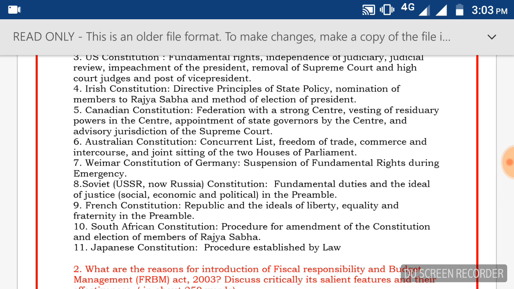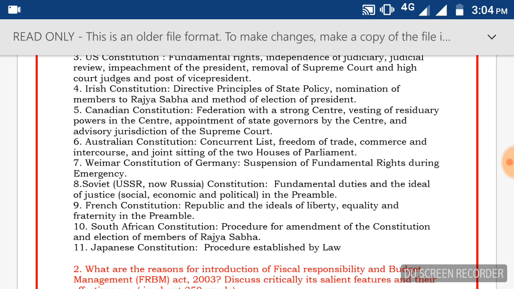Next is the French constitution. From this we have copied the republic. You know, if the head of state is elected by the people directly or indirectly, that is a republic. India is a republican system because your president is elected by the representatives of the people. But in England the post is hereditary, so that is not a republic. And next is the ideal of liberty, equality and fraternity in the preamble. Next one is the South African constitution.